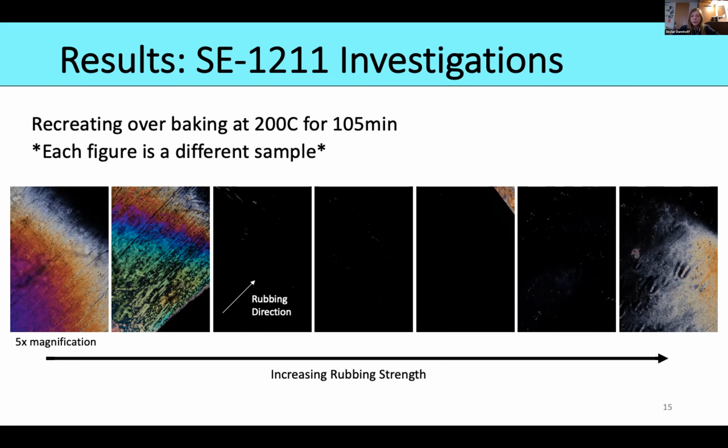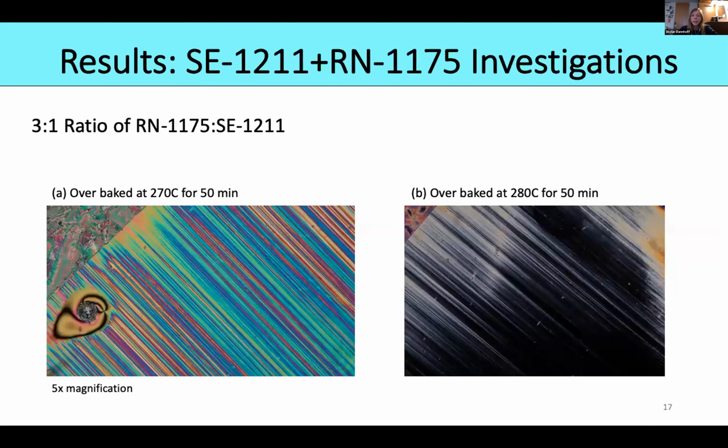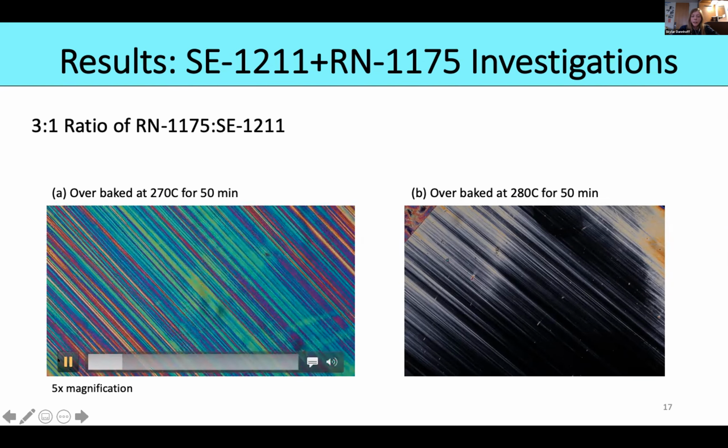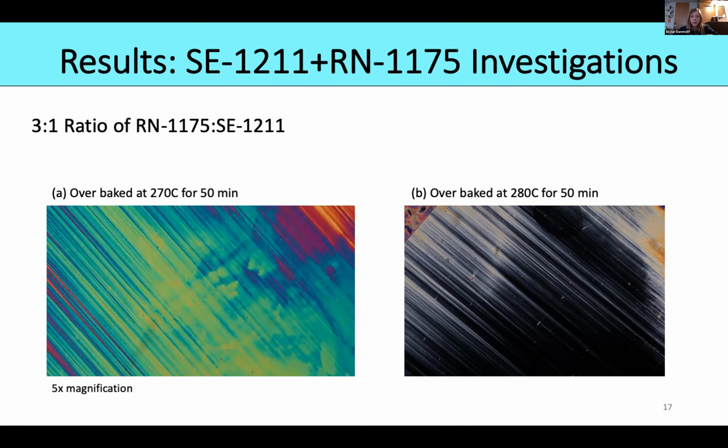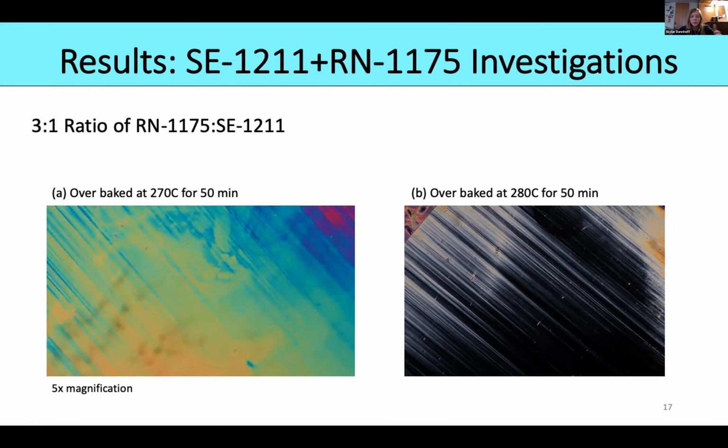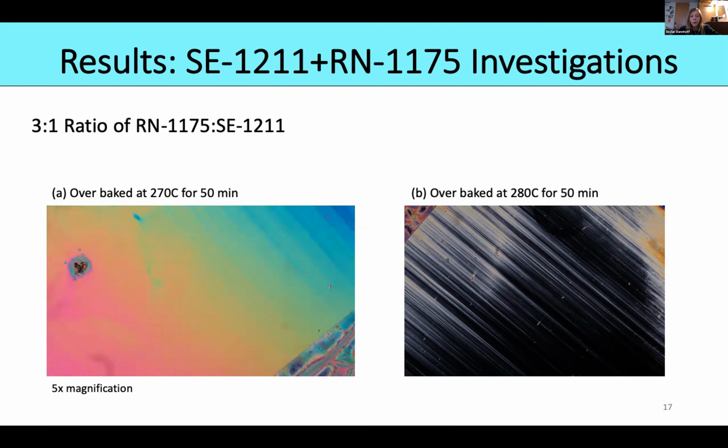So from here, our investigations of just the SC1211 weren't really getting anywhere. So at this point, we started adding RN1175 to our SC1211, and this is when things get really interesting. We also increased our baking temperature pretty high and decreased the baking time to about 50 minutes. At 270 degrees, for instance, you see a lot of color coming through. And then as we go down the slide, increasing rubbing strength, we see this cool transition from a neon yellowish green to more oranges and pinks. So that's kind of exciting.